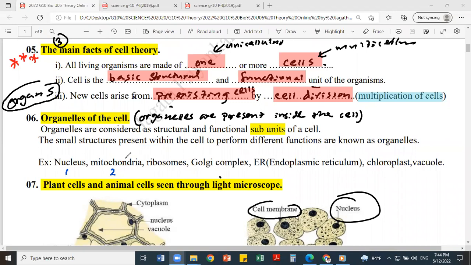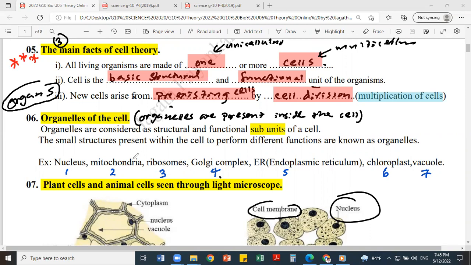I have some PowerPoint slides as well as some video clips about that. At the end of the lesson, I'll show them. Ribosomes, number 3. Golgi complex. Don't worry, we are going to discuss one by one in detail. So these are some of the structures found inside the cell. ER means endoplasmic reticulum. You are familiar with this, most probably chloroplast. Chloroplast is present in plant cells, and inside the chloroplast you get chlorophyll, and the vacuole. These are organelles of the cell.